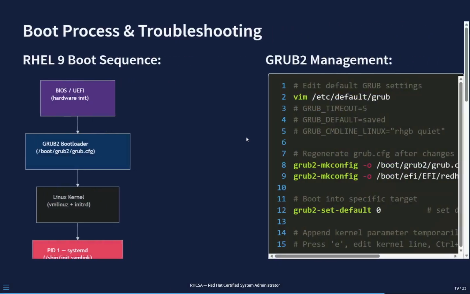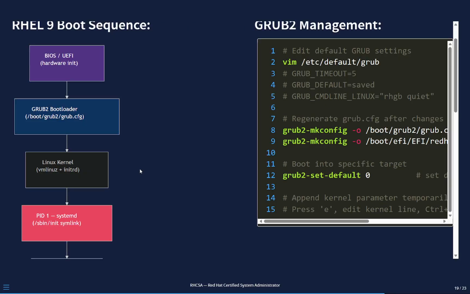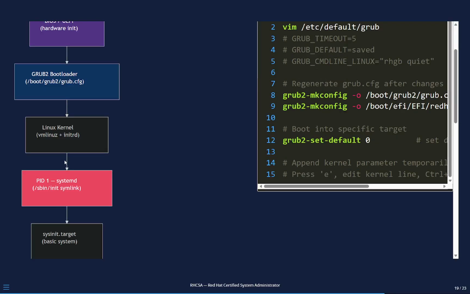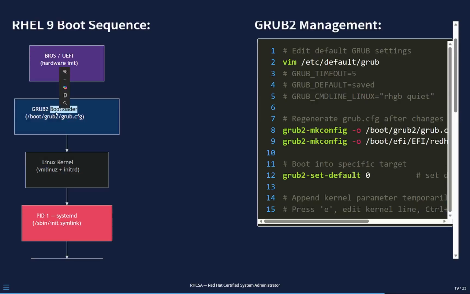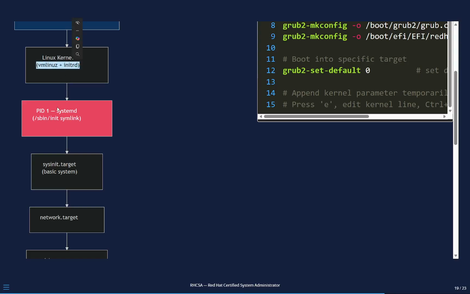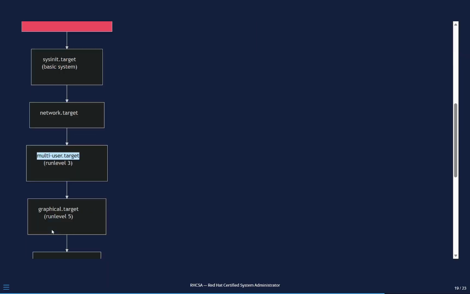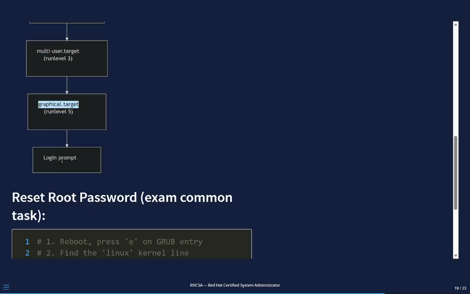Next, understanding the boot sequence lets you fix problems at every stage. The RHEL 9 boot chain: UEFI or BIOS initializes hardware and hands off to GRUB2, which loads the Linux kernel and initrd from /boot. The kernel mounts the initial RAM disk, sets up hardware, then hands control to PID 1, systemd. Systemd brings up sysinit.target, then network.target, then multi-user.target, and finally graphical.target if configured. Each target is a collection of services that must be running before the next target activates.